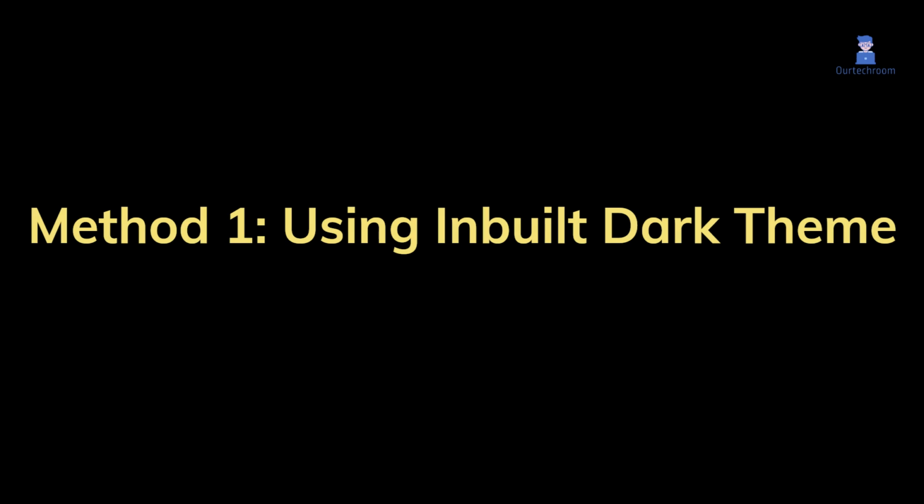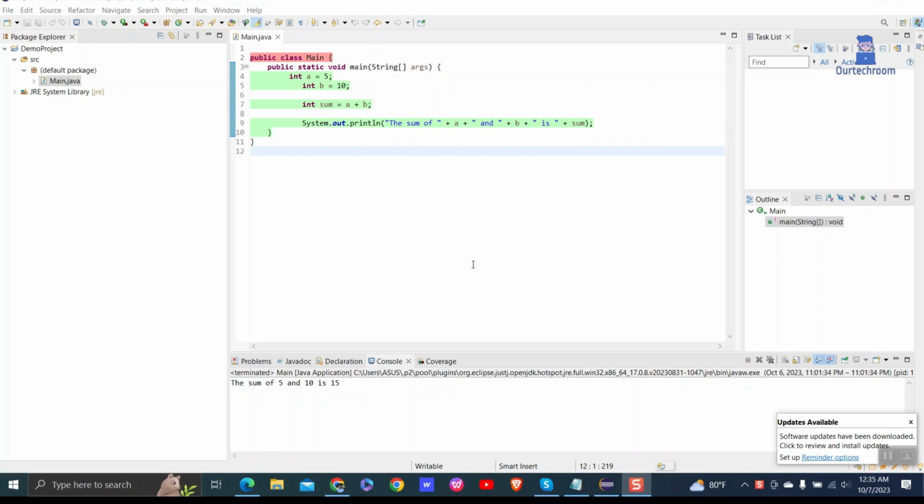Method 1. Using inbuilt dark theme. Open Eclipse IDE, and by default it is light theme, and follow below steps to change to dark theme using inbuilt feature.